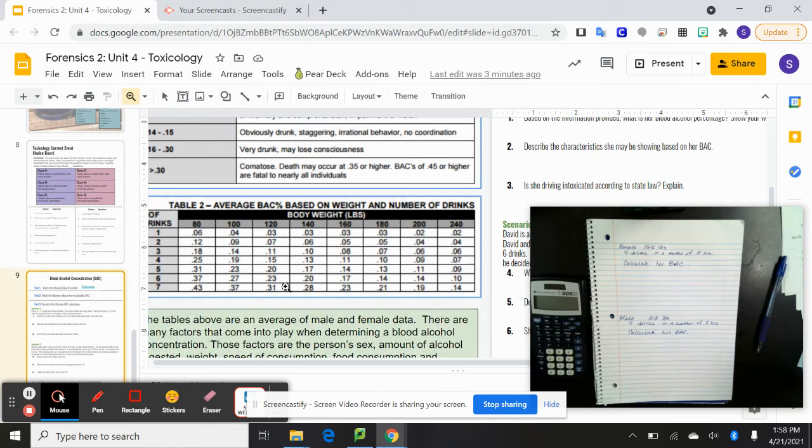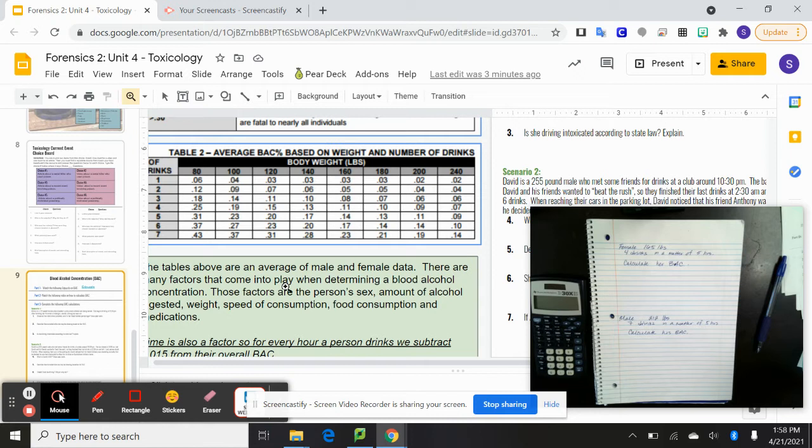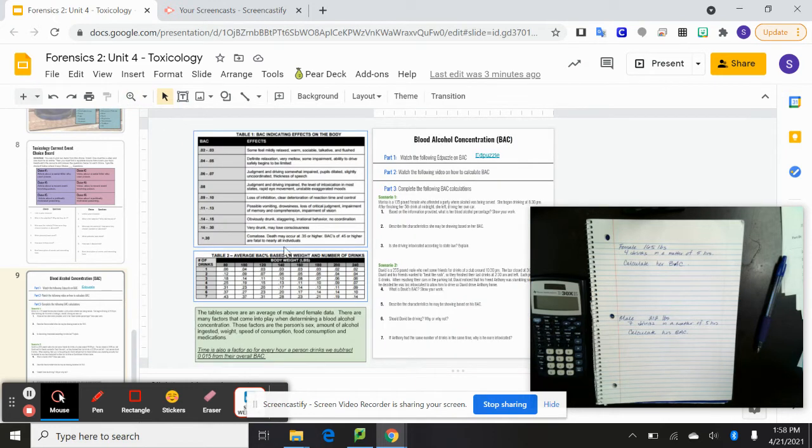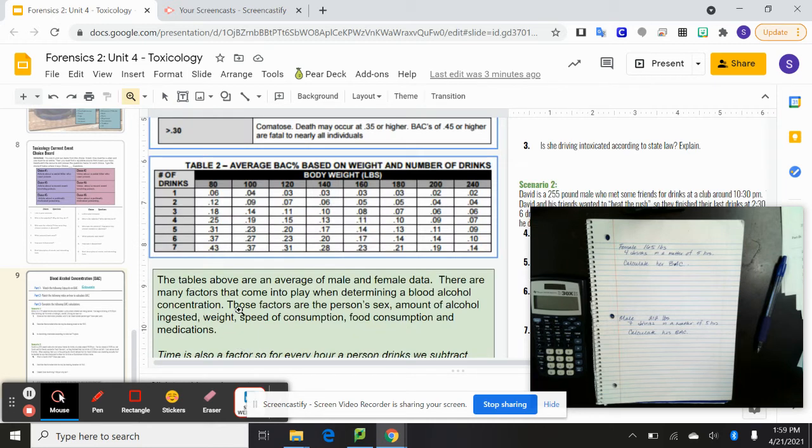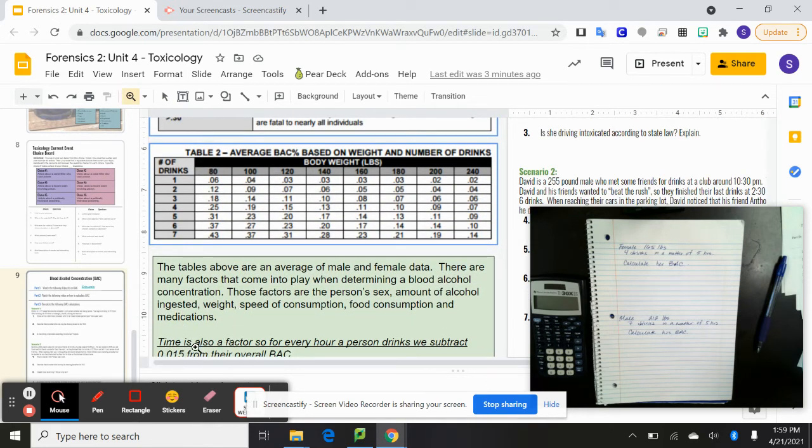The main thing we also have to take into consideration is food consumption and how fast someone drinks. Obviously, if someone chugs a beer versus drinking a beer throughout the hour, your body can only metabolize so much alcohol an hour. When we do this calculation, you're going to look at whether you drank for 2 hours, 3 hours, 4 hours, whatever that factor may be. There's this number down here, 0.015, and you're going to subtract that from your overall BAC for every hour that person was drinking. So if someone was out there for 4 hours, you take 4 times 0.015 and then subtract that value from their overall BAC.